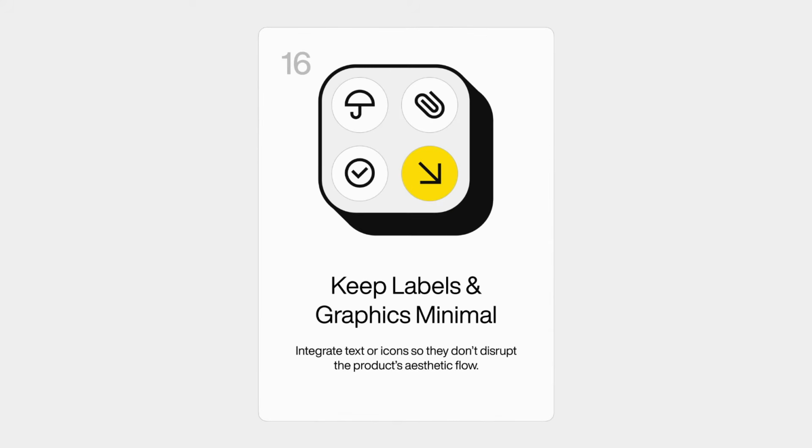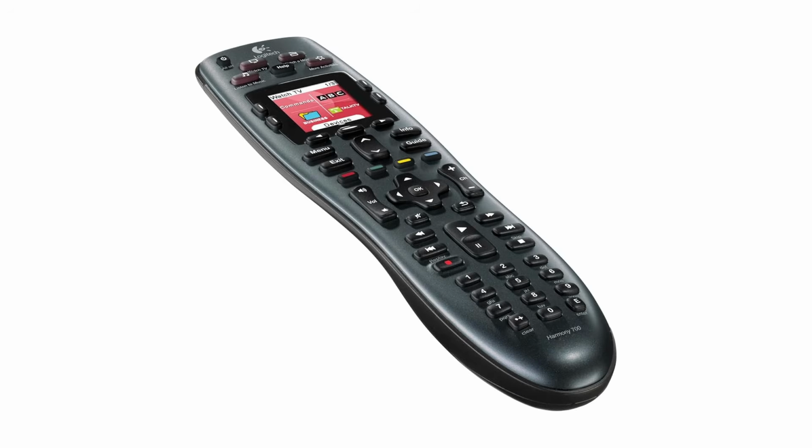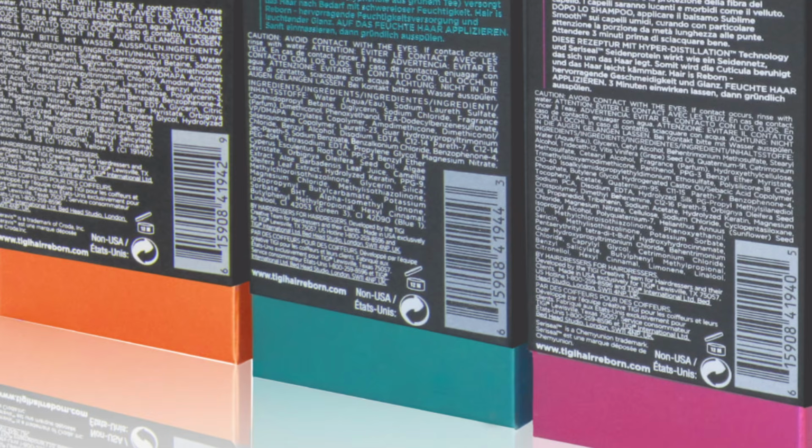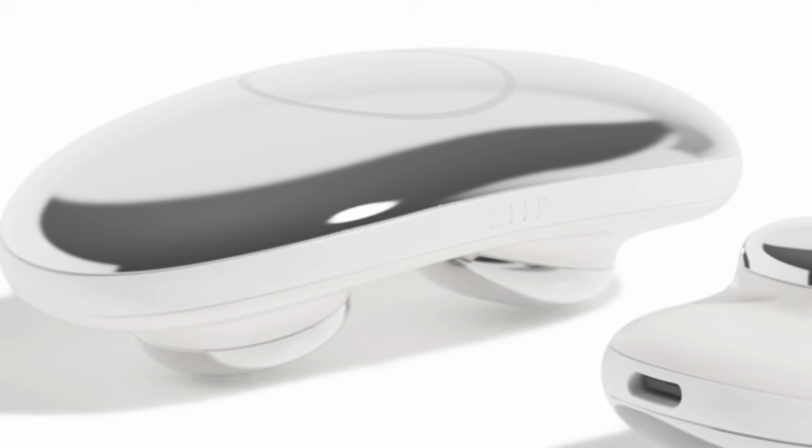This is the 16th principle. Keep labels and graphics to a minimum. The more visual icons and graphics you add onto a product, the more visual clutter there will be. So if you want it to feel more elegant and aesthetically pleasing, try to limit the amount of labeling you put on the product. The intent is to integrate icons or text so they don't disrupt the aesthetic flow of a product.